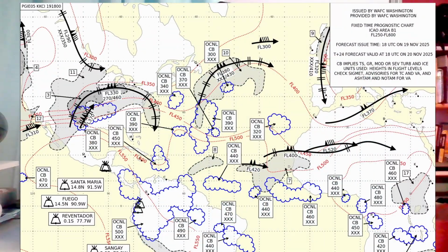So let's talk about another prognostic chart, in particular the high-level prognostic chart. This provides a snapshot of significant weather elements between flight level 250 and 600. Much of the time, you'll see depictions like XXX, which represent areas outside the scope of the chart. High-level prog charts can help pilots plan for international flights.